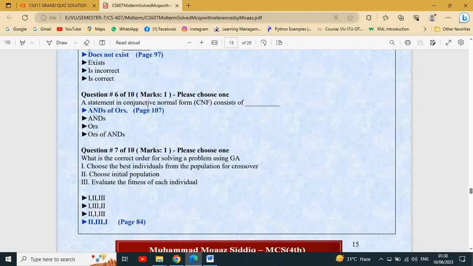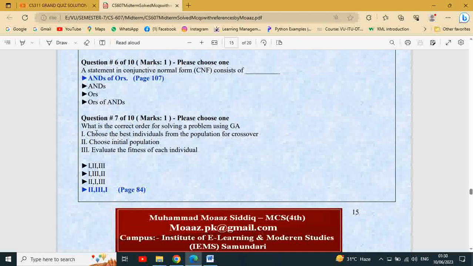A statement in conjunctive normal form, CNF, consists of ANDs and ORs. What is the correct order for solving a problem using GA? Options 1, 2, 3 are given. The answer is first 2 will come, then 3, then 1. In 2, first comes choose initial population, then evaluate fitness of each individual, then choose the best individual from the population. So remember 2, 3 and 1.